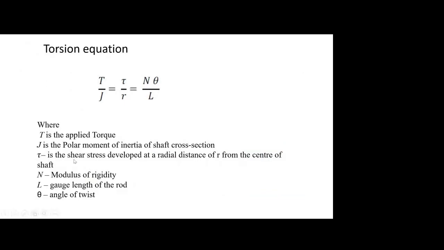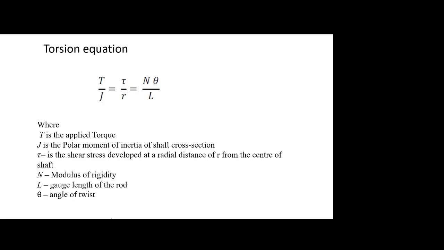Now, capital N is the modulus of rigidity, which is equal to shear stress divided by shear strain, which will have the same unit as that of the stress. Then L is the gauge length of the rod. That means the length at which the specimen is held down or fixed. That is called the gauge length. Then theta is the angle of twist, which can be measured using a graduated scale that is available along with the machine.